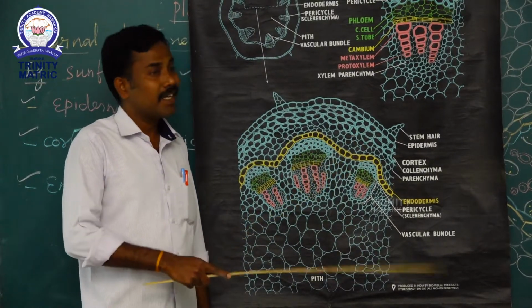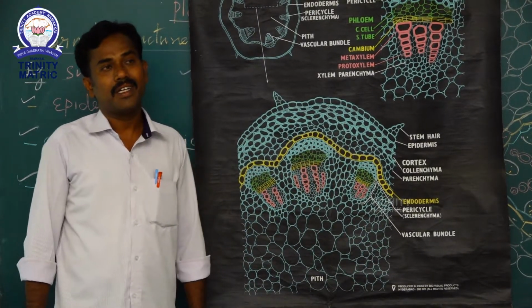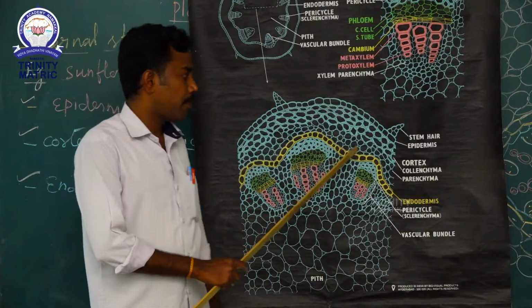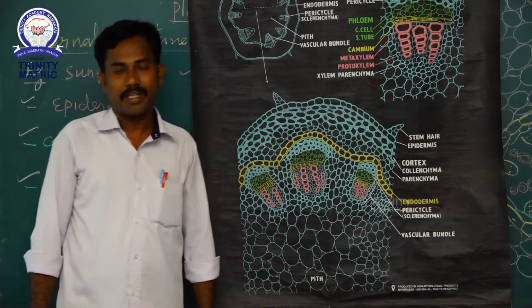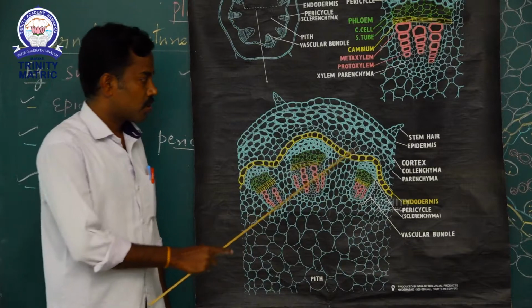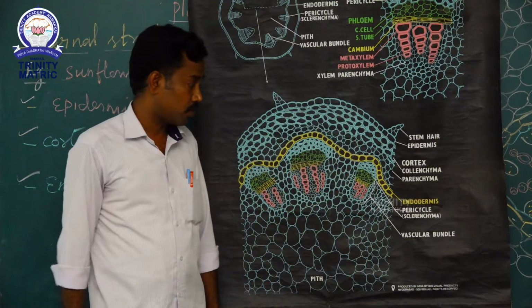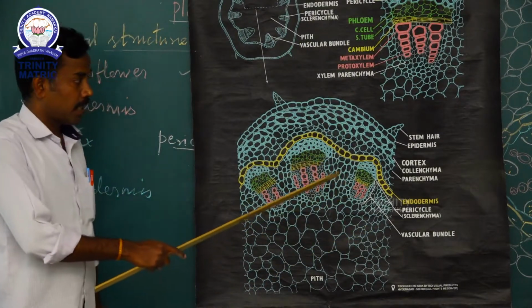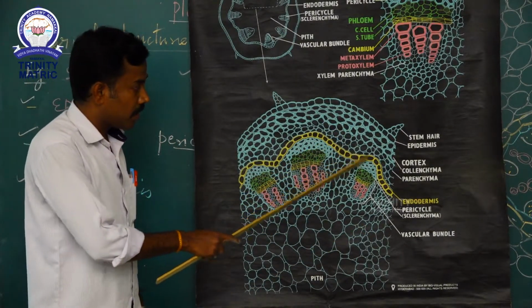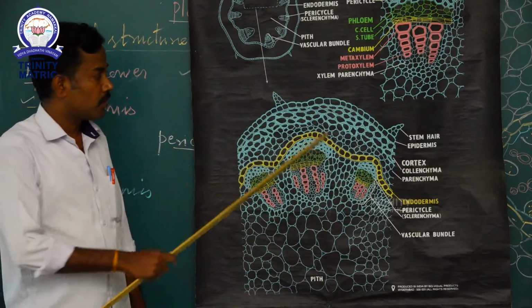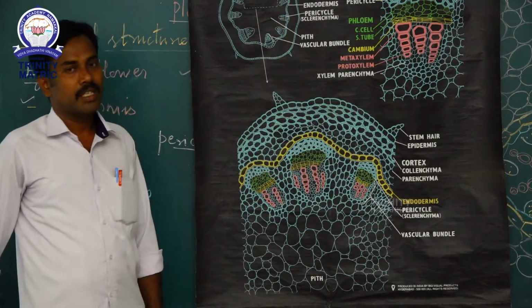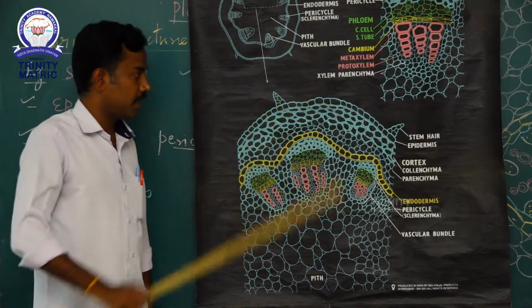The next one is the inner cortex. The inner cortex is made up of a mass of parenchymatous tissue. Here, water and food material are stored, and exchange of gases also occurs. Below the cortex is the endodermis. The outermost layer is called the epidermis, and the innermost layer of the cortex is called the endodermis.